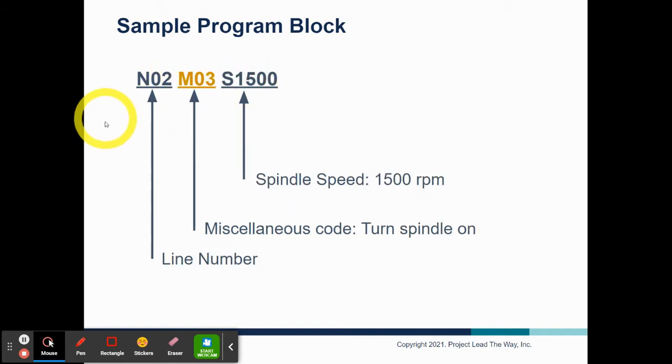So here's another simple block of programming. This time we have N02, and this is as if you were writing the code, going line by line. That's why the first line that we talked about was N01, and this would be the next line of code.